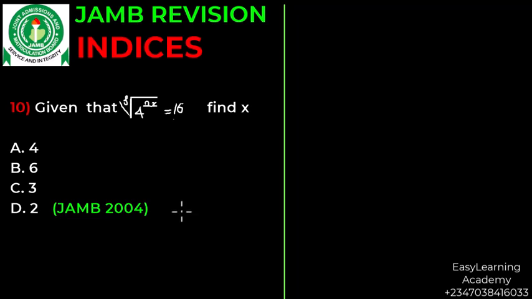Alright, so we have a question, and that is this question on the screen. Given that the cube root of 4 raised to the power of 2x is equal to 16, we are asked to find x. And this was the 2004 JAMB question. As usual, pause the video, try to solve it, so we can compare our answers together.